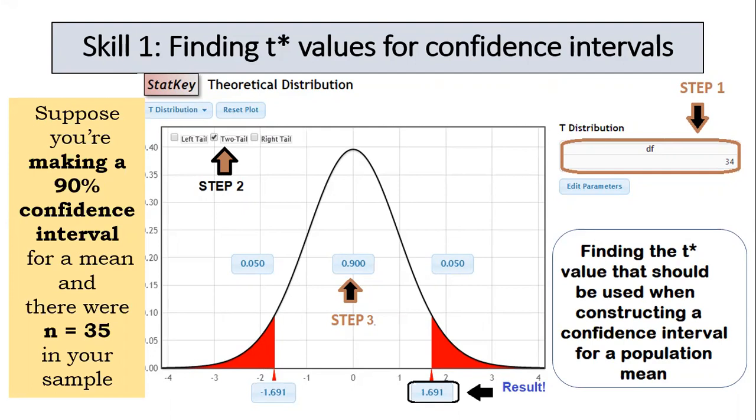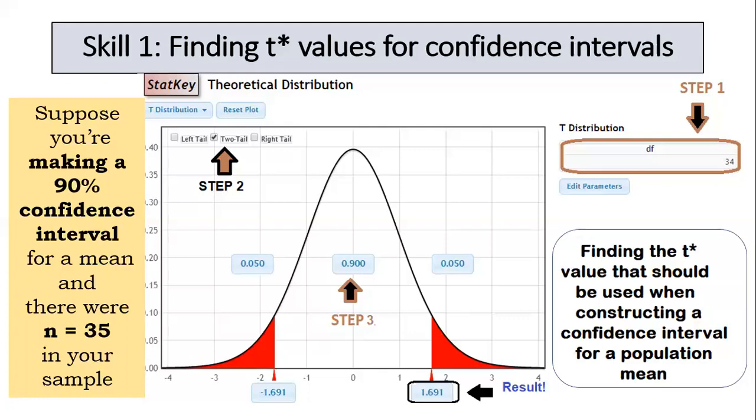To determine that, not only do we need to figure out what the standard error of the mean is, but we also need to find out how many standard deviations we need to include in order to attain the level of confidence that we want. In order to find that value, which we refer to as a t-value or a t-star value, we can utilize our StatKey to help find this out.